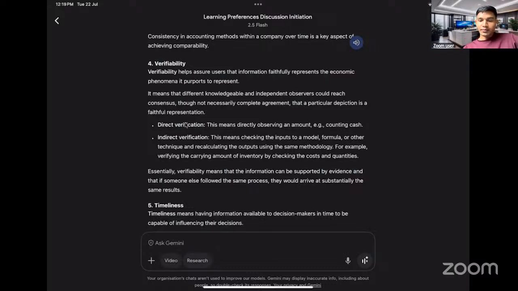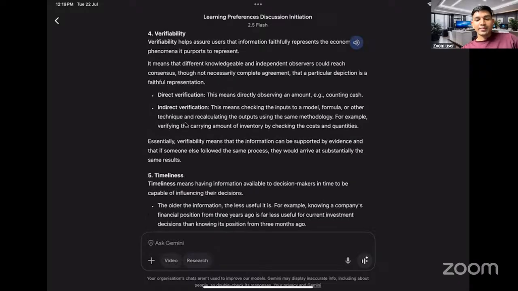this means checking the inputs to a model, formula, or other techniques and recalculating the outputs using the same methodology. For example, verifying the carrying amount of inventory by checking the cost and quantities. Essentially, verifiability means that the information can be supported by evidence and that if someone else follows the same process, they could arrive at substantially the same results.